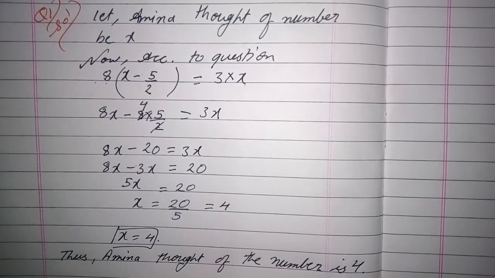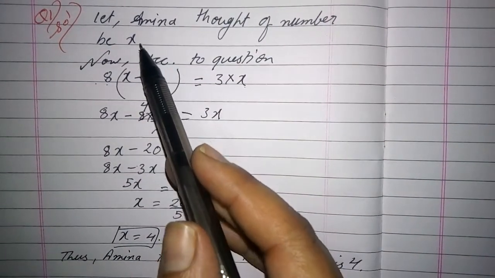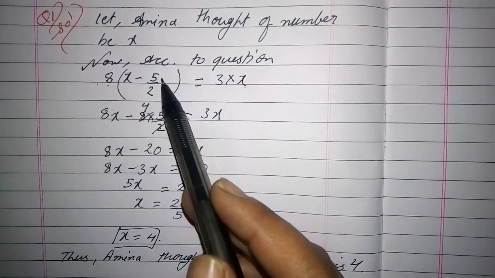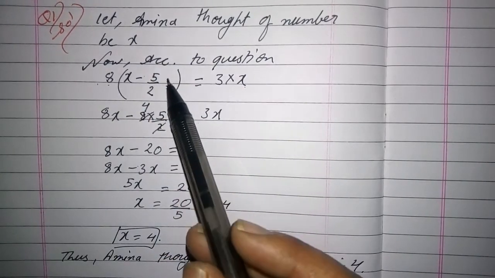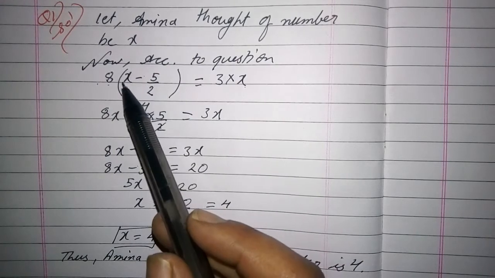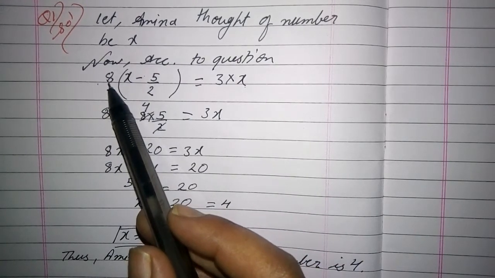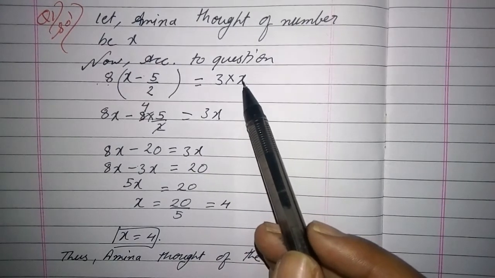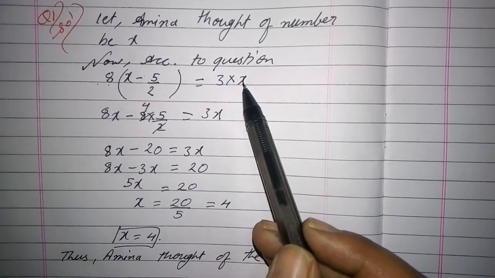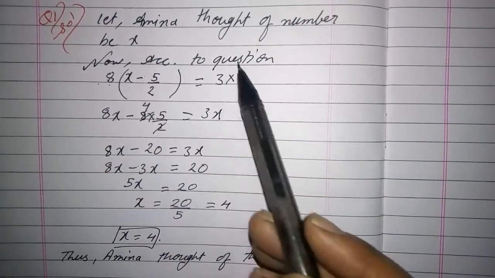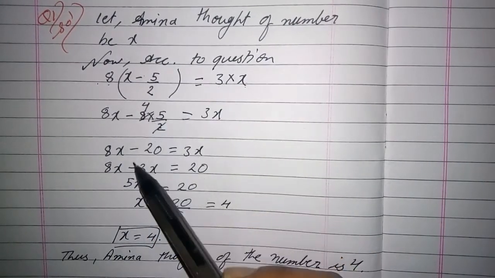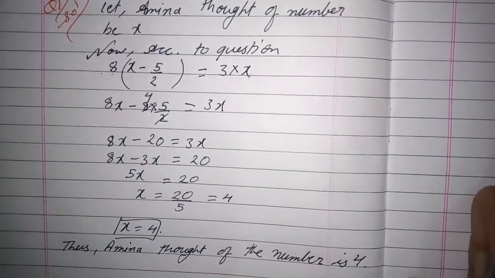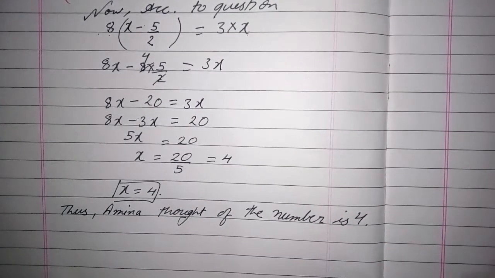Okay, we only have to let the number be x, and we have to apply the conditions which are given: first we subtract 5 by 2 from the number and multiply it by 8. The number which is obtained is 3 times the same number which Amina thought. So Amina thought x, so 3 into x. Then we have to solve it, and after that we'll get the number which Amina thought.